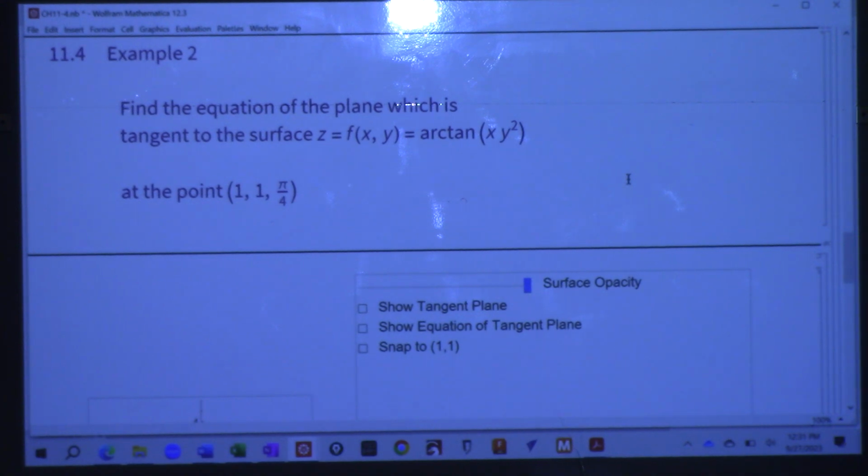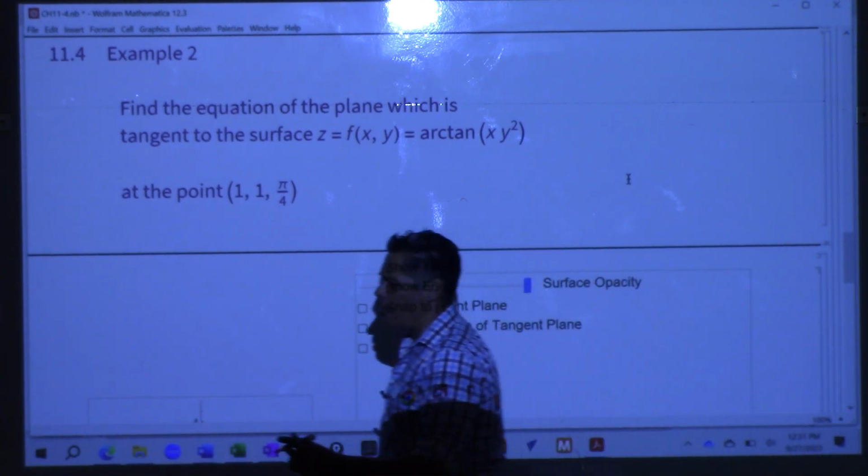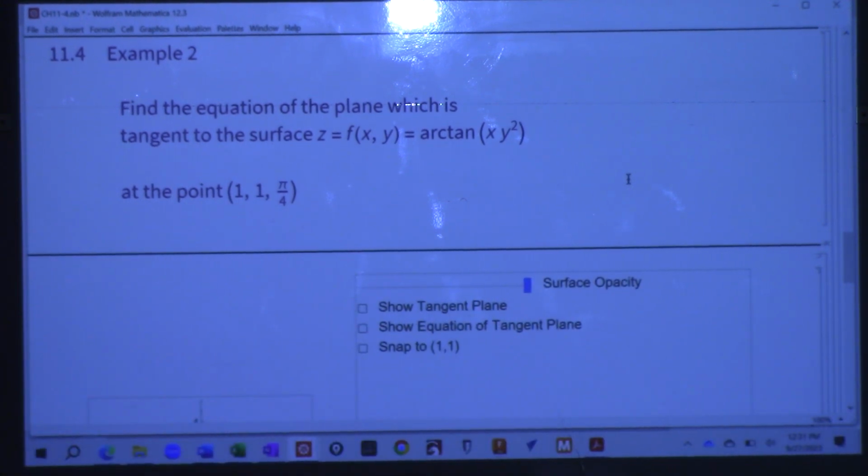Do y'all want the formula up here? Yeah, I'll put the formula over here. The formula for the equation of the tangent plane, right? Yeah. Okay.